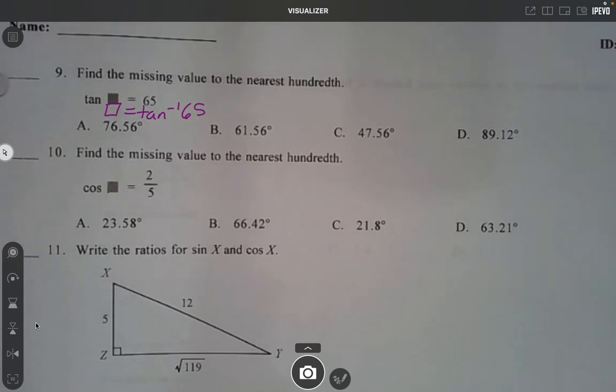So if you are looking, pretend there's an X here. We're looking for X. That means you have to move your tangent. The only way to move a trig function is to inverse it. So I move it by putting tan inverse over here.